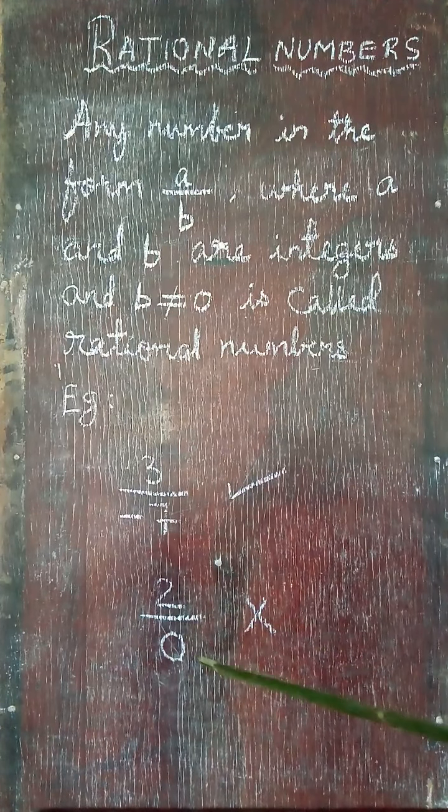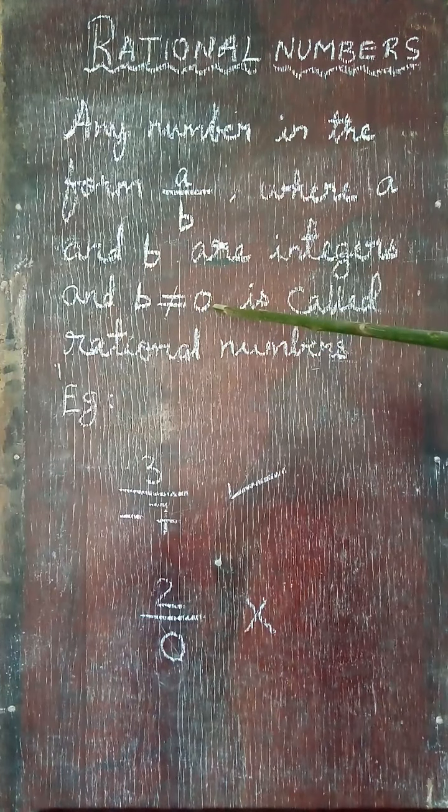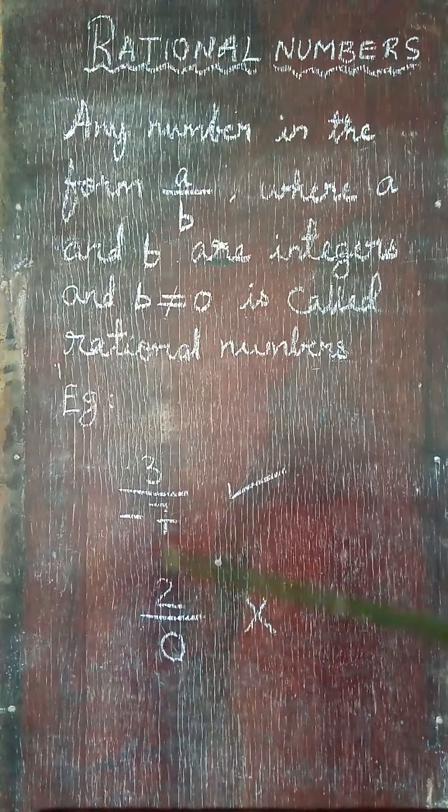Next one, 2 by 0. It has the a by b form. a is an integer, b is also an integer. But there is another condition: b should not be equal to 0. Since the denominator should not be equal to 0, 2 by 0 will not come under rational numbers.